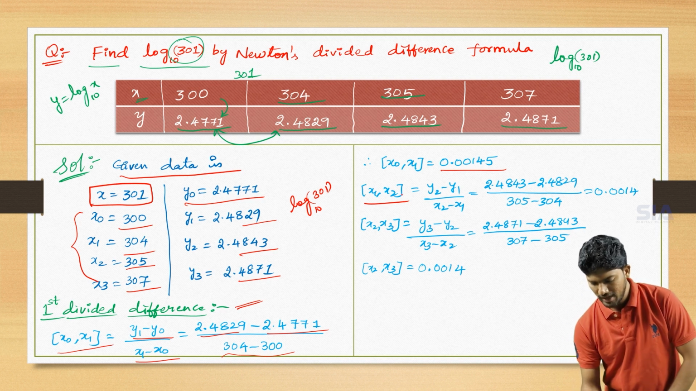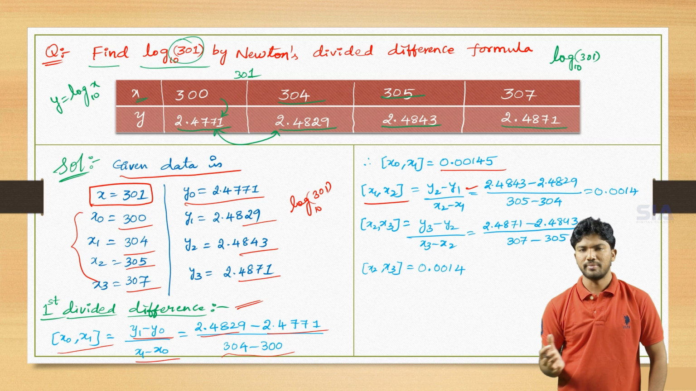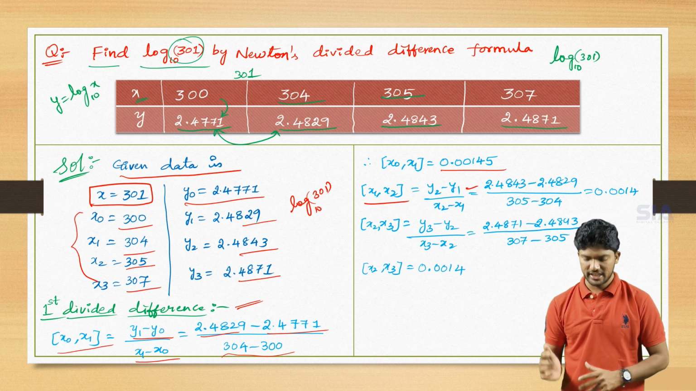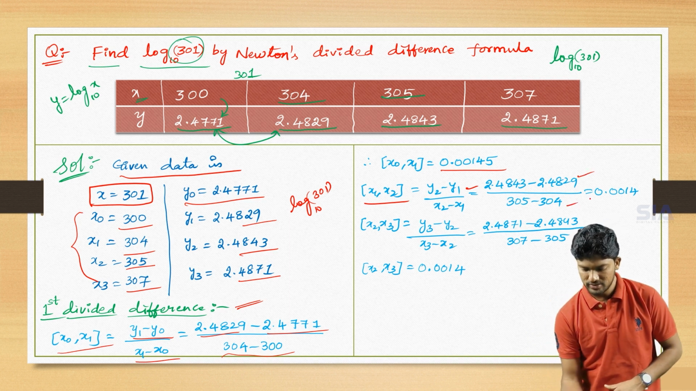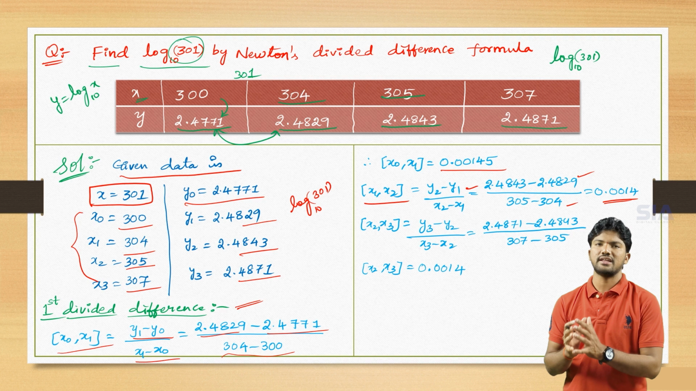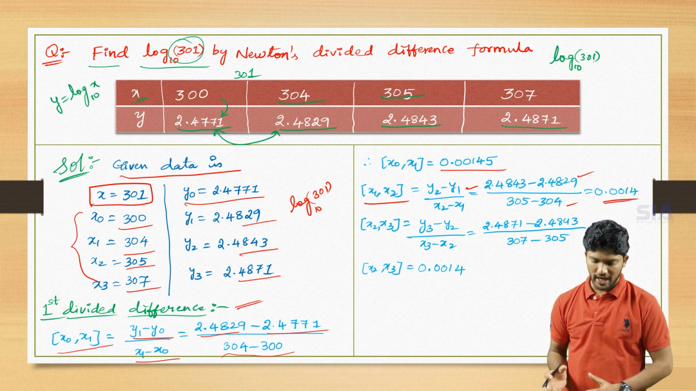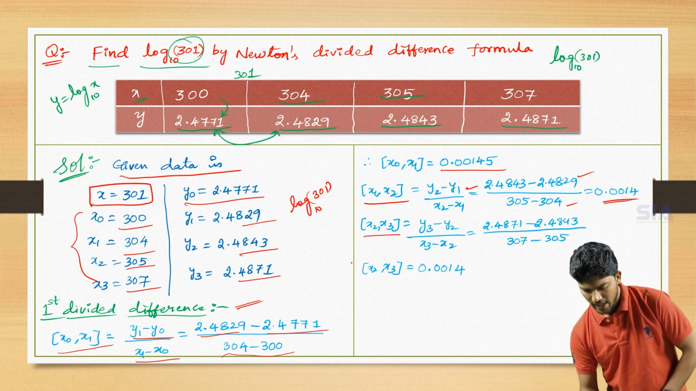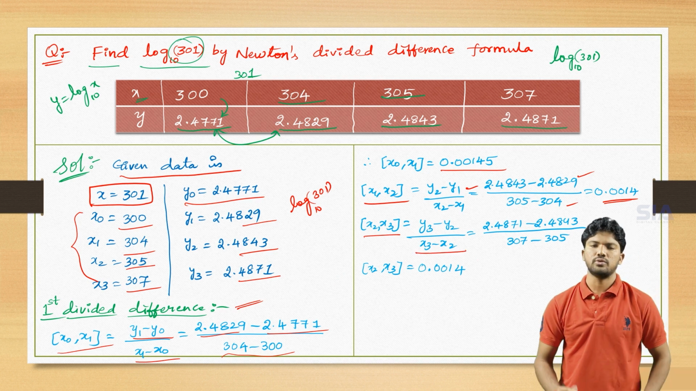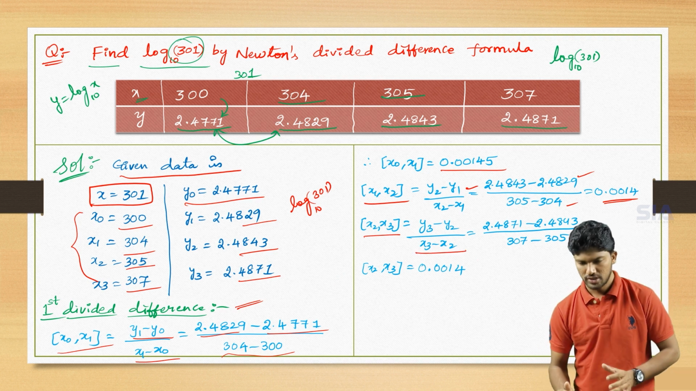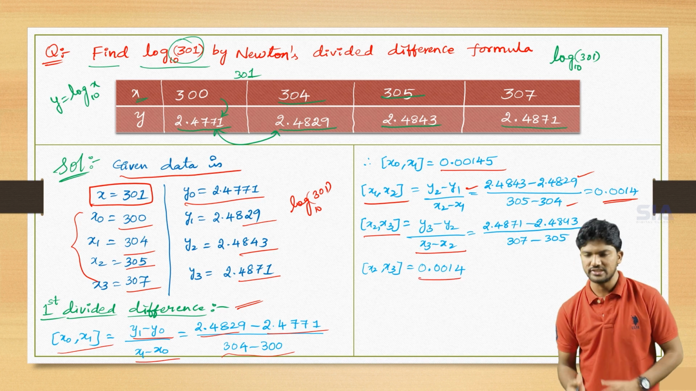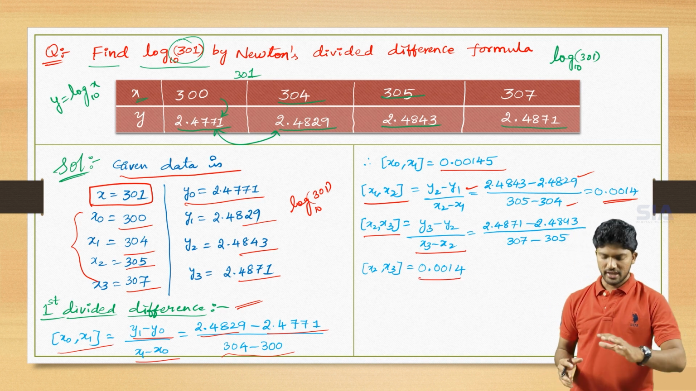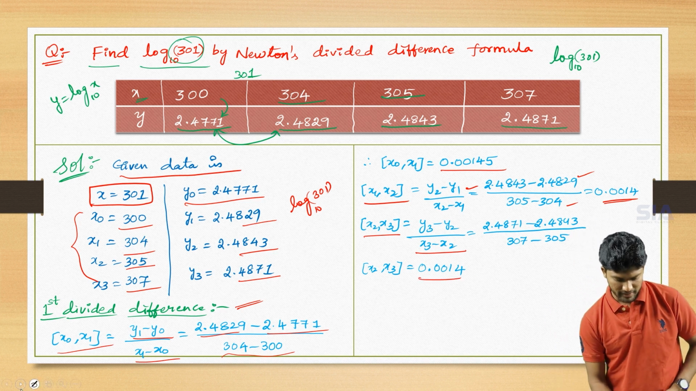So what is the formula? Whenever you start with x1, it will be y2 minus y1 by x2 minus x1. Substitute the corresponding values and simplify, you will get the first divided difference value as 0.0014. Next, x2 comma x3, the formula is y3 minus y2 by x3 minus x2. If you simplify that, you will again get 0.0014. So these are the first divided difference values.